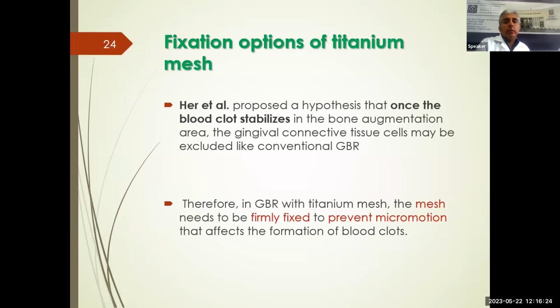Her et al. proposed the hypothesis that once the blood clots stabilize in the bone augmentation area, the gingival connective tissue cells may be excluded, like in conventional GBR. Therefore, they want to emphasize this theory. In GBR with titanium mesh, the mesh needs to be firmly fixed to prevent macro motion.